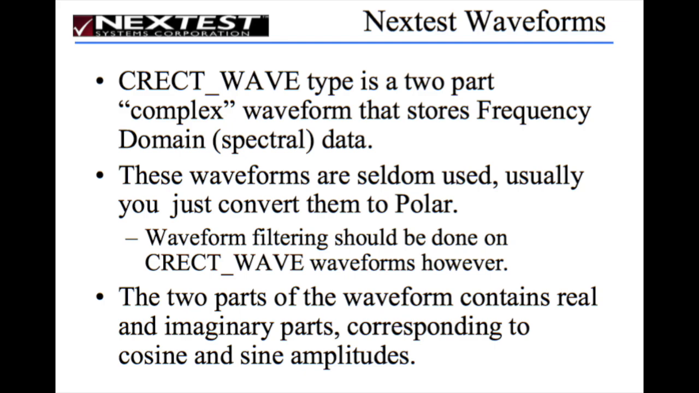waveform filtering should be done as a C-rect waveform, however. So if you want to filter things, you should do it in rectangular form. It's much harder to do it in polar form. And trust me, I know what I'm talking about. So if you want to do filtering, do it in rectangular format. The two parts of the waveform contain real and imaginary parts corresponding to cosine and sine amplitudes.